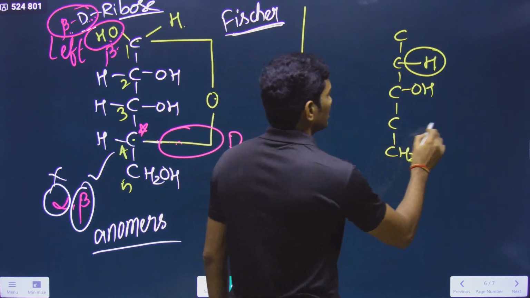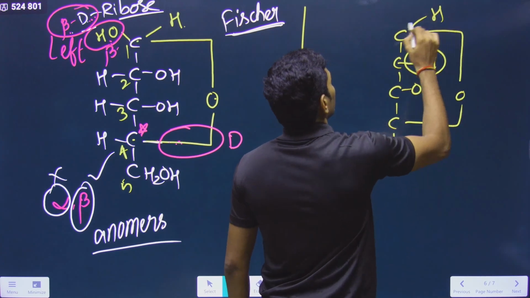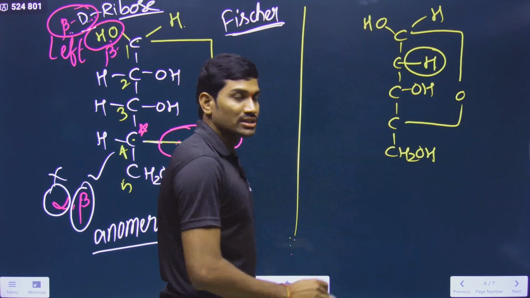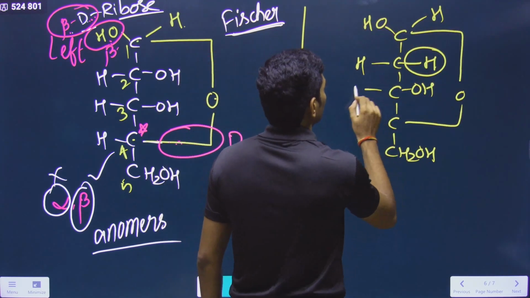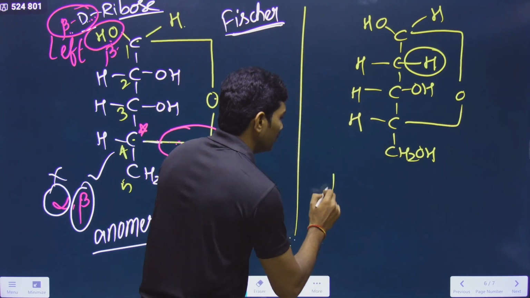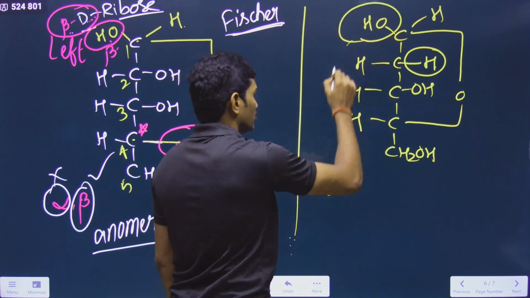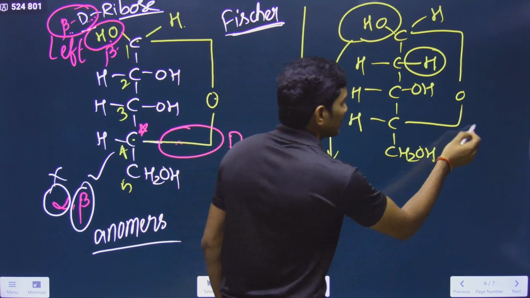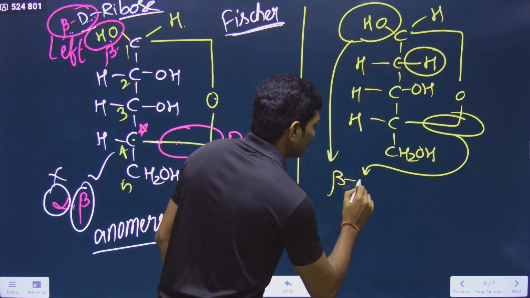Okay. And here this ring will be connected here. H will be there. Here also left side OH is present. And here it will be H, H, H. Now what will it be? Left side OH, so that's why it is beta. And here right side OH, so that's why it will be capital D.